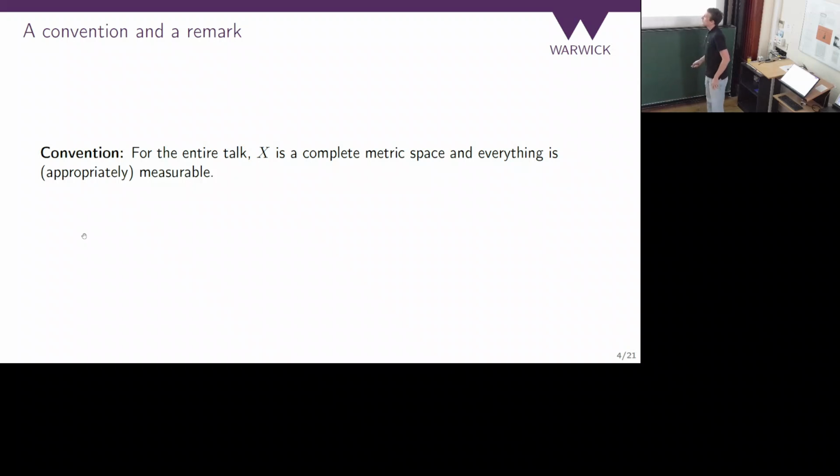So I'm going to have some conventions. For the entire talk, X is a complete metric space and everything is appropriately measurable. There are some parts where measurability is not an entirely trivial thing to solve, but I'm just not interested in that, so I'm going to assume that everything like that can be solved.